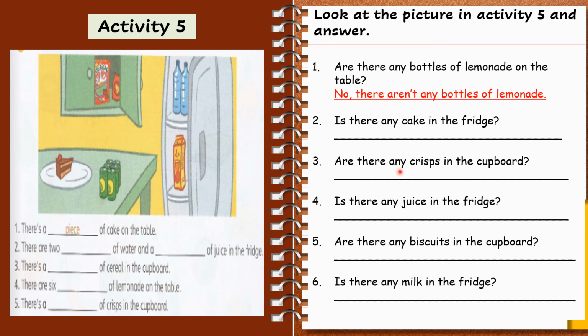Number 3, are there any crisps in the cupboard? So look at the cupboard and then answer the question. Number 4, is there any juice in the fridge? So look at the fridge. Is there any juice? Number 5, are there any biscuits in the cupboard? So look at the cupboard. Are there any biscuits? And the last one, is there any milk in the fridge? So you have to look at the fridge and you have to see whether is there any milk in the fridge. Okay, good luck and try to complete all the exercises in the module.